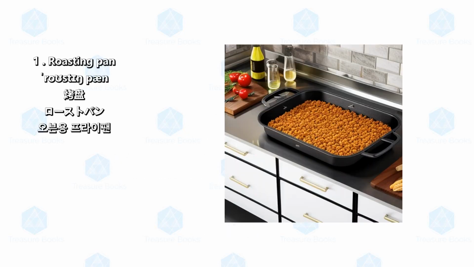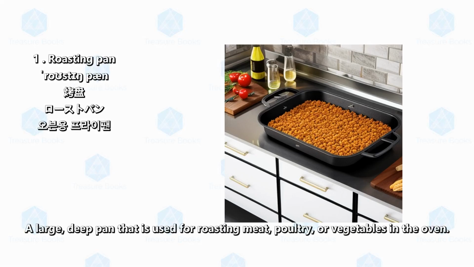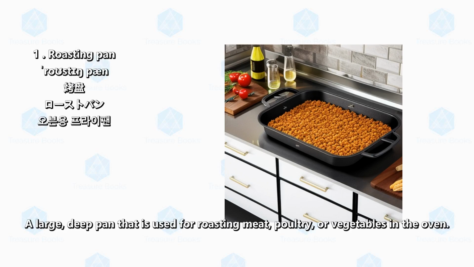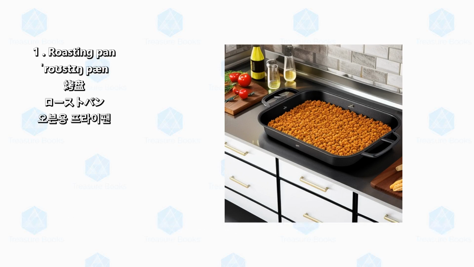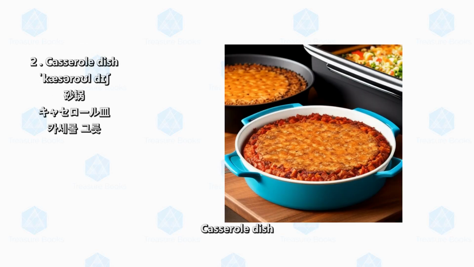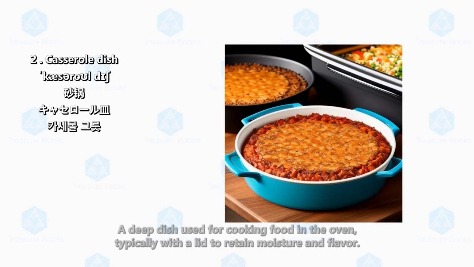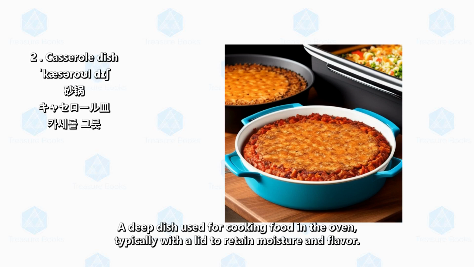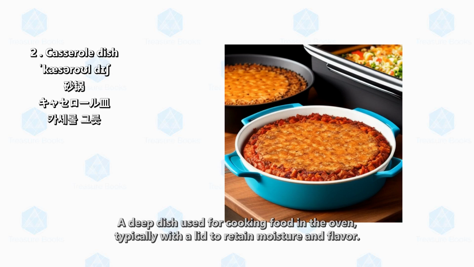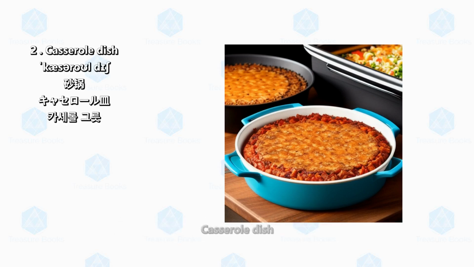Roasting pan. A large, deep pan that is used for roasting meat, poultry, or vegetables in the oven. Casserole dish. A deep dish used for cooking food in the oven, typically with a lid to retain moisture and flavor.